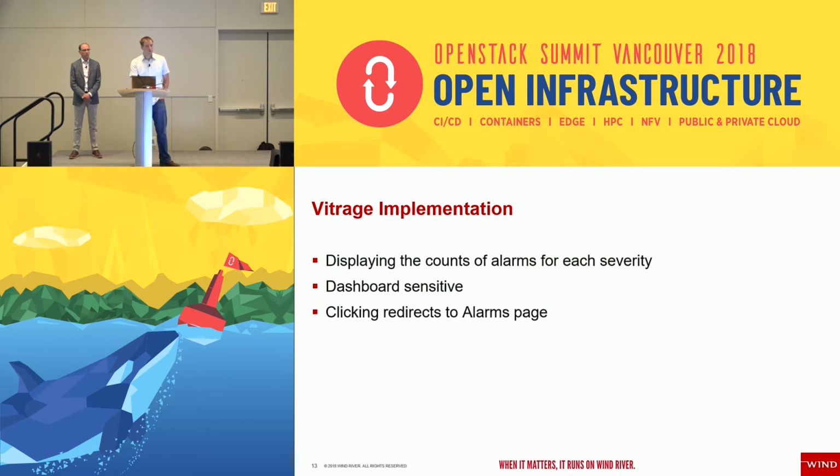All right, so as part of implementing this in Horizon, we also implemented it in Vitrage. We thought that was a great starting point because it's such blatantly important information for the user to see. As such, we chose to display those counts of alarms. And it's also dashboard sensitive, so if the user is on the admin dashboard and he uses that banner to redirect to the alarms page, he'll be redirected to the admin alarms page, and vice versa for projects.